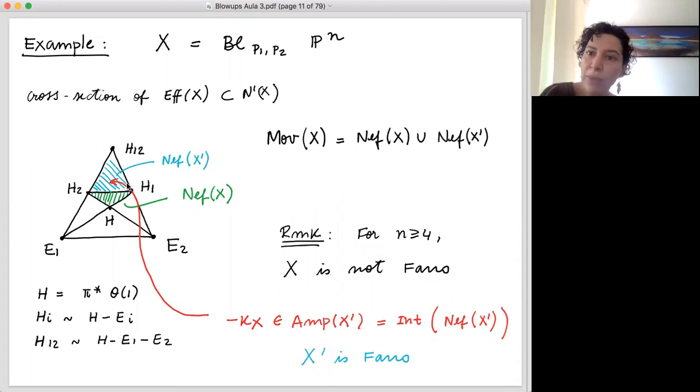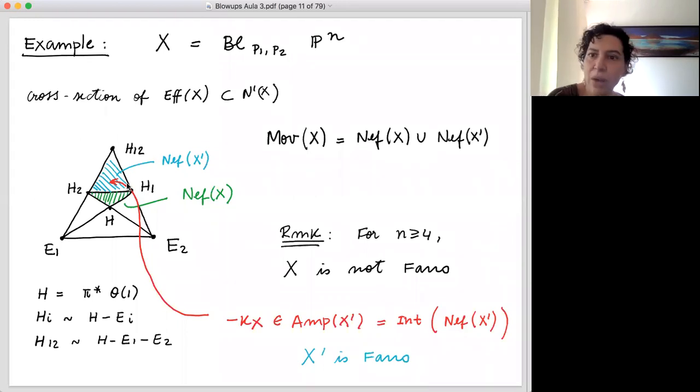So even though the blow up of Pn in 2 points is not Fano, after you do the flip of the strict transform of the line, then you get to a Fano variety. So this is a different point of view on this problem. If you start by blowing up Pn at a certain number of points, as soon as you have 2 points, you don't have a Fano variety, but there is still a chance that after doing some small modifications, you get to a Fano variety.